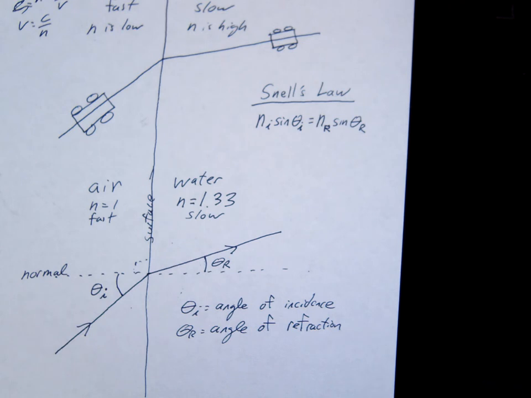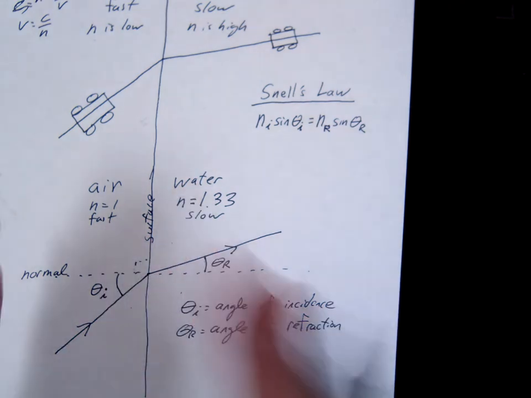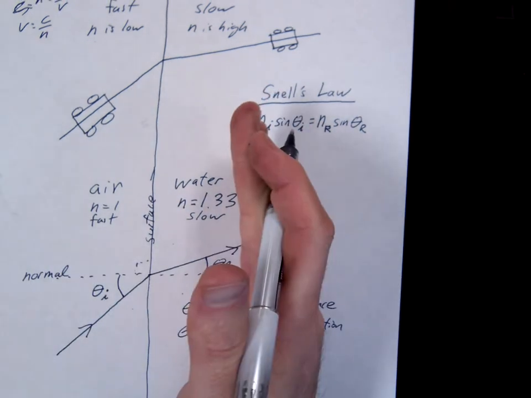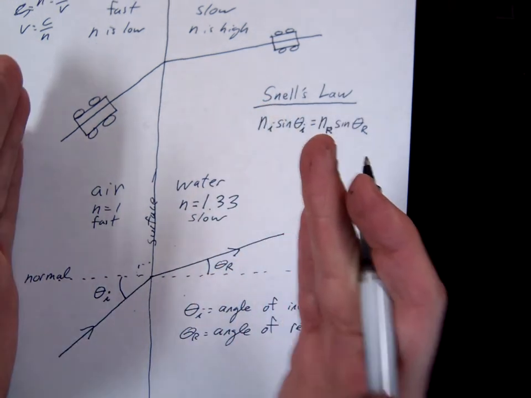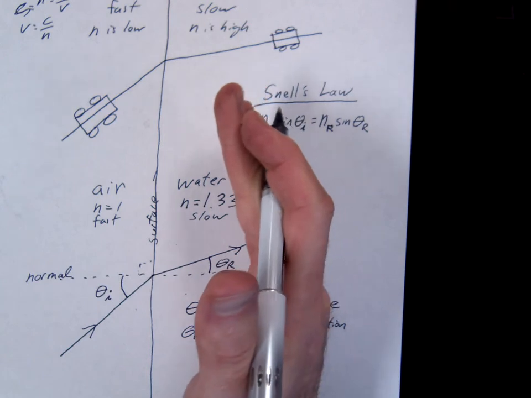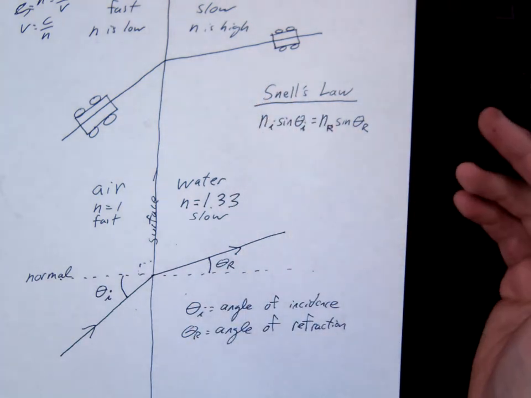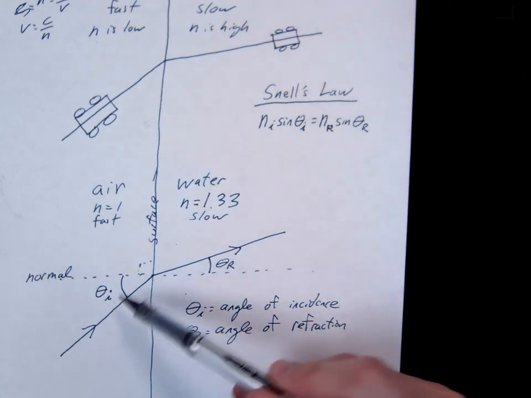The key thing is just to remember that you have the two sides, right? So it's N sine theta equals N sine theta. N sine theta one side equals N sine theta the other side. If you just remember that, the equation is pretty straightforward. So let's go ahead and do that for this problem.